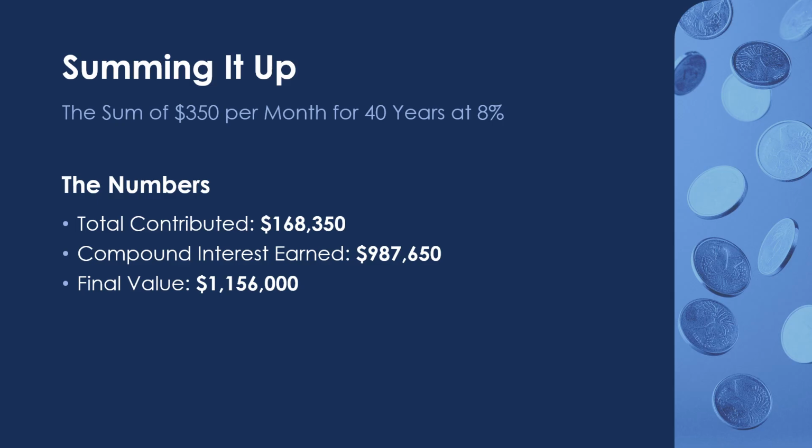The final value of the investment is approximately $1,156,000. As we suggested on the previous slide, the final amount could be even greater if you gradually increased your monthly contributions over time. Still, this example makes an important point. Nearly $1 million was earned through compound interest, money you didn't have to work for directly. Your money was working for you.